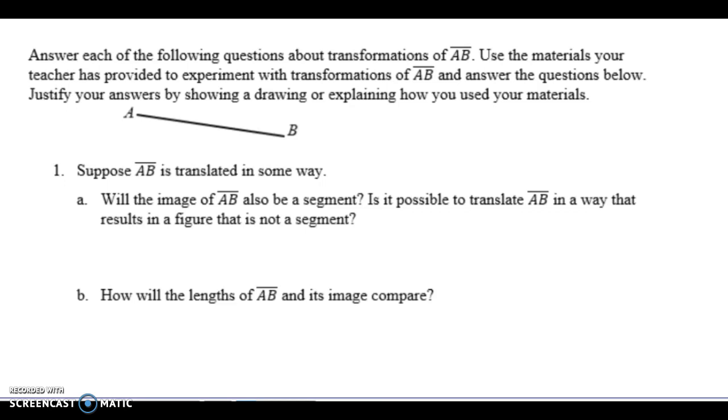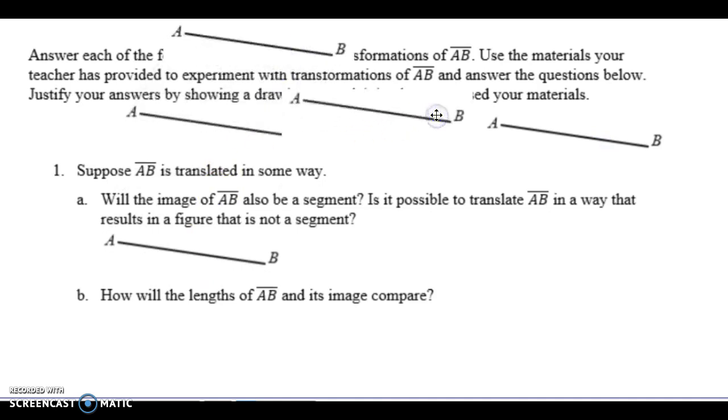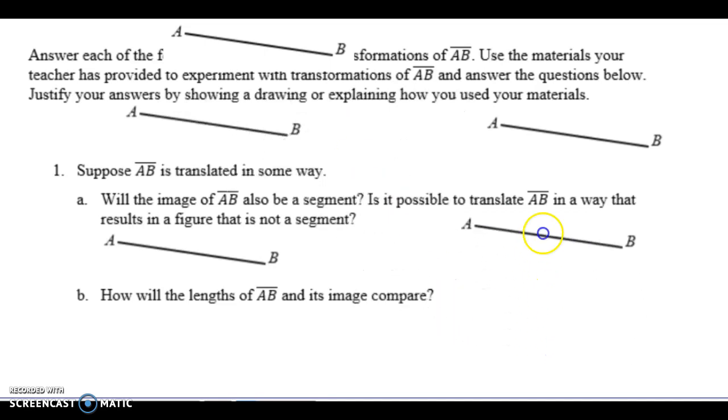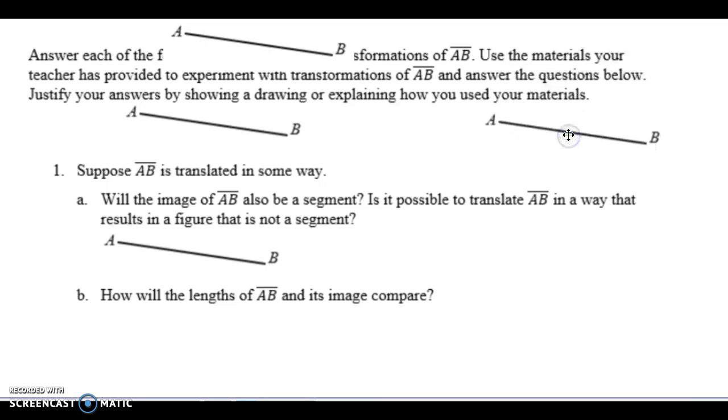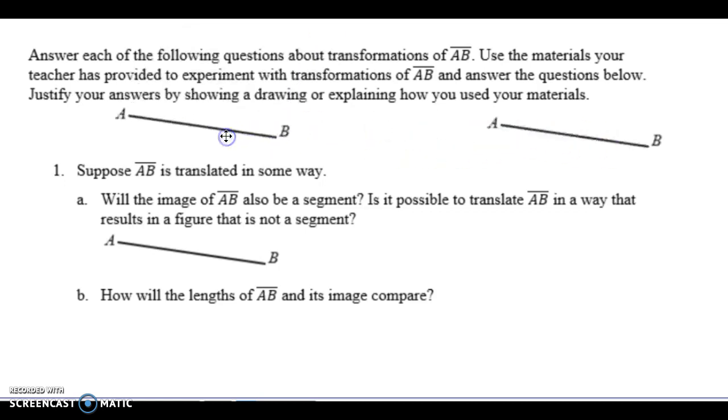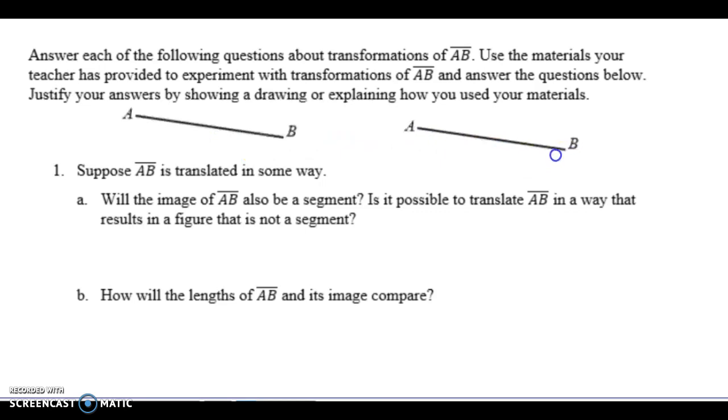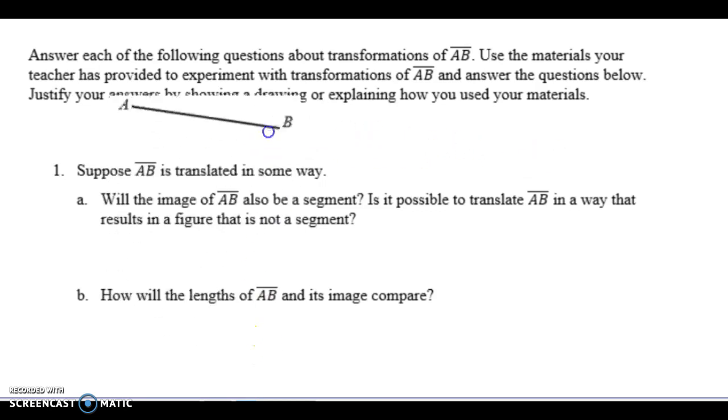So a translation is a slide. So we're going to take this line segment and slide it. There's a translation. There's another translation. There's another. So what we're trying to see is if we move this in a certain way, is it never a line segment? Or does it remain a line segment no matter what we do to it? And then how do the lengths of AB and its image compare? So if you go back to the original and you look at the length of AB, after we translate it, did it change at all? And it's pretty simple to see that no, it doesn't. A translation does not change it. It will remain congruent because it's just taking that image and sliding it around.